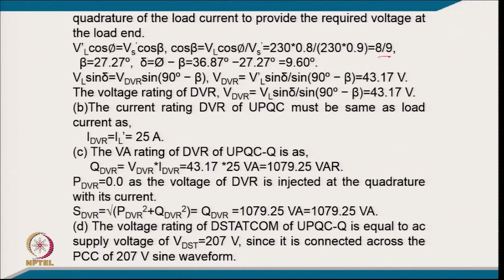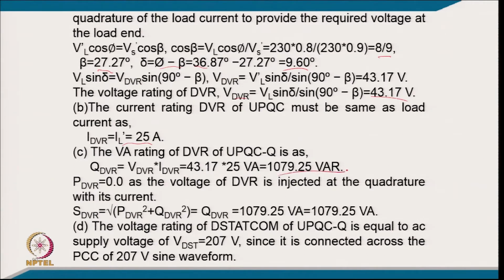From this relation we are able to get beta equal to 27.27 and delta equal to phi minus beta, that comes 36. So, the angle comes 9.6 degree and from this we can calculate, putting the value of beta here, the rating of VDVR 43.17. The current rating of DVR is the same as the load current because it is connected as a series compensator on the load side, and the V rating of UPQC is typically your voltage rating into current.